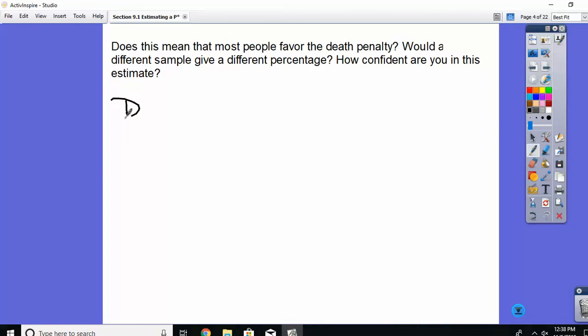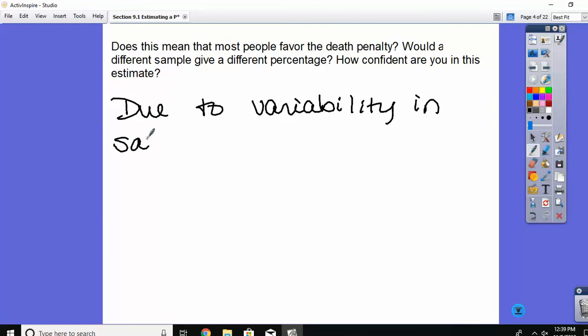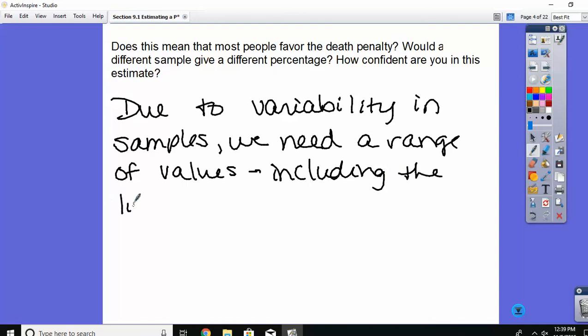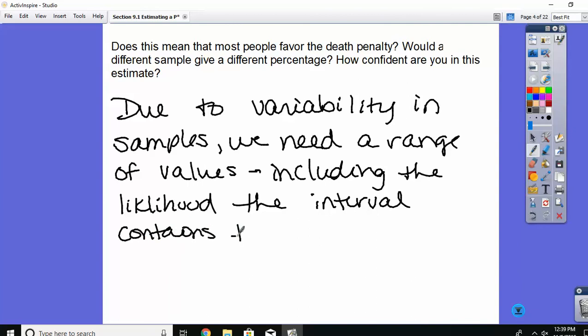So I'm just going to say here, due to variability in samples, we need a range of values, including the likelihood the interval contains the unknown proportion.